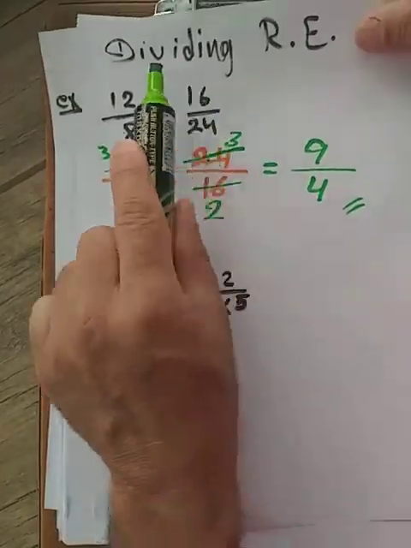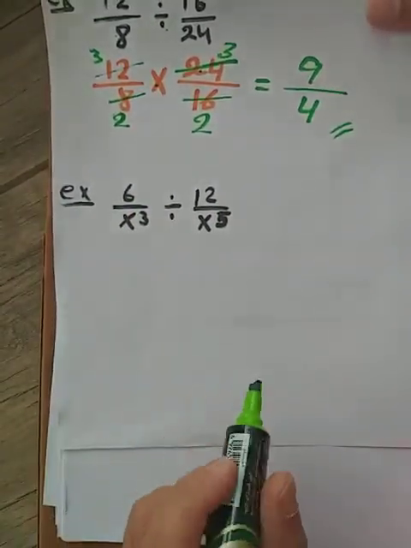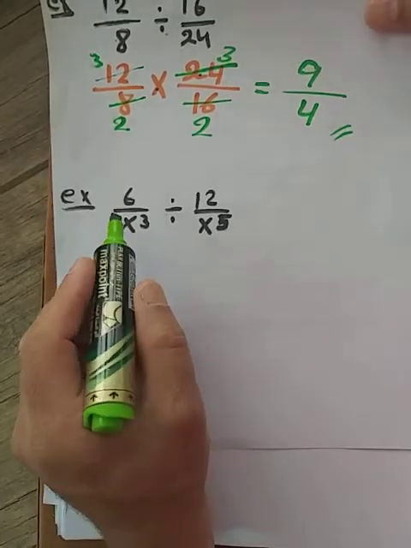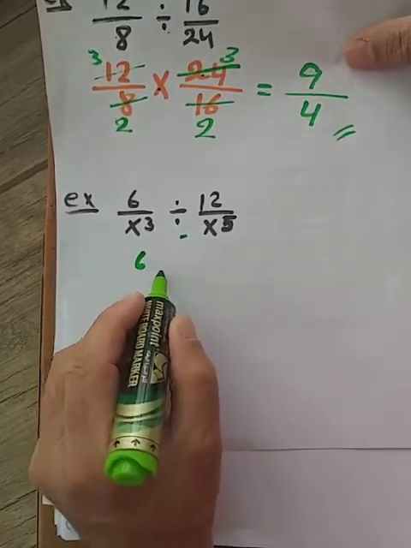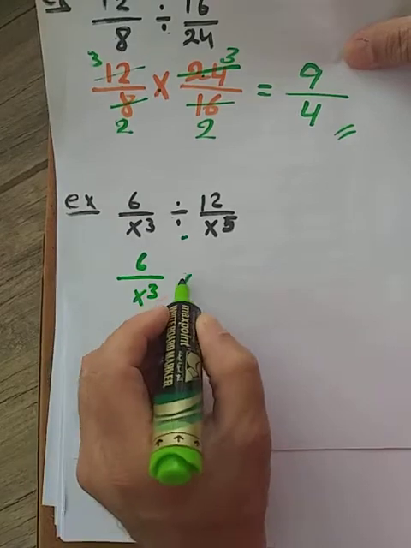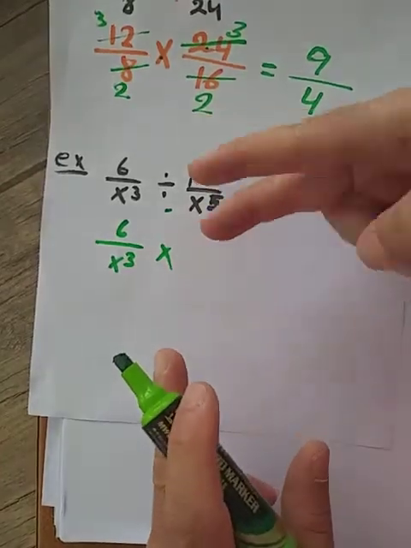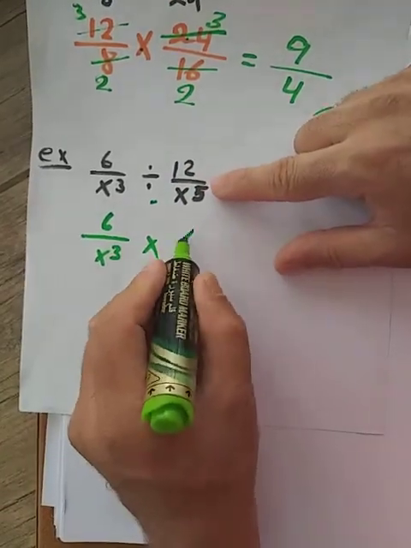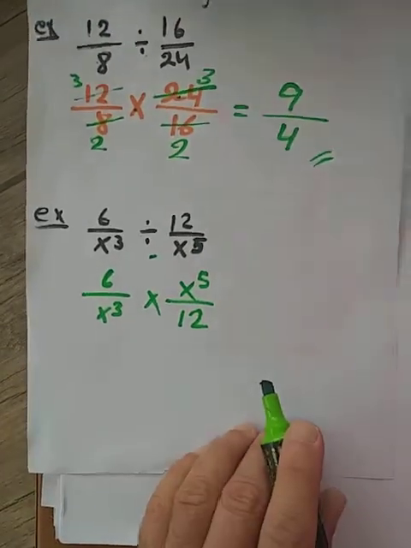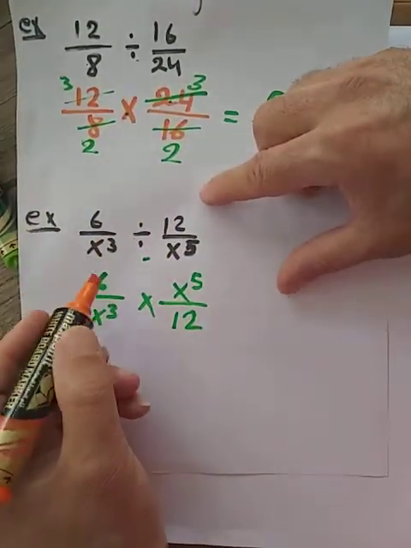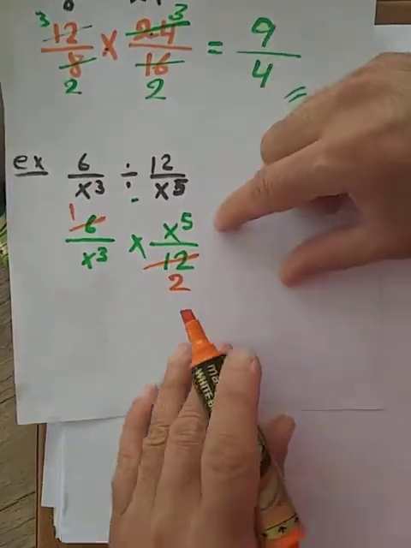Okay, this is a rational number. This one is a rational expression. Let me solve this one now. We have division. Change division to multiplication. You write the first fraction the same, change division to multiplication, and take the reciprocal of this one, which will be x to the power 5 over 12. Now reduce 6 with 12: by 6, 1; by 6, 2.